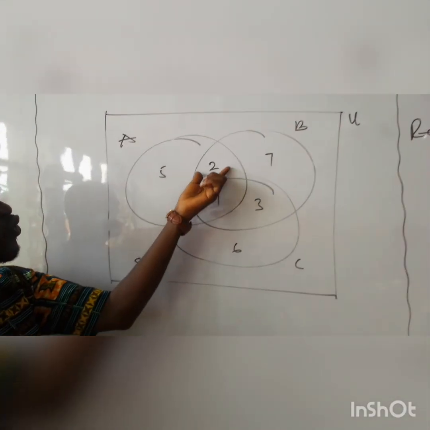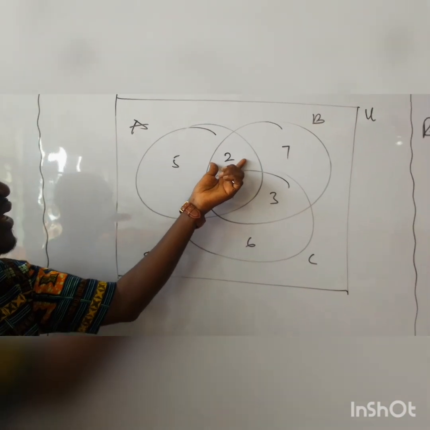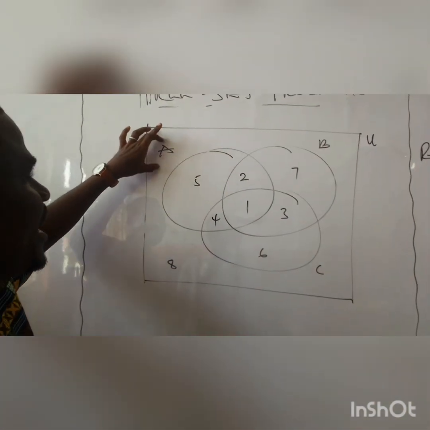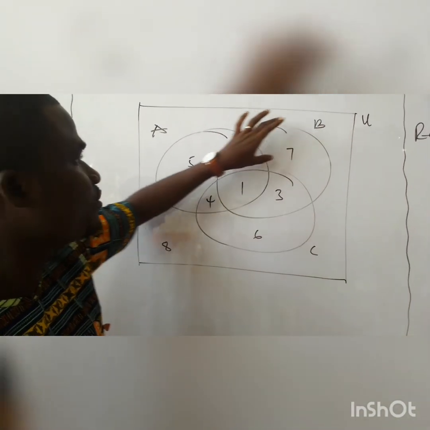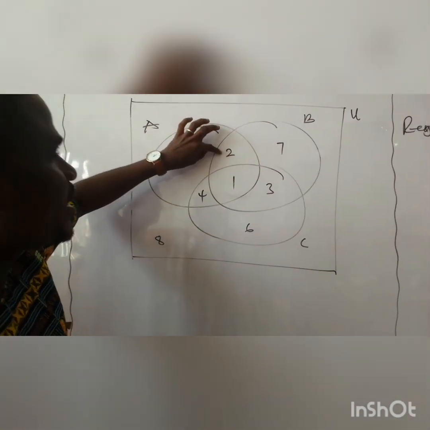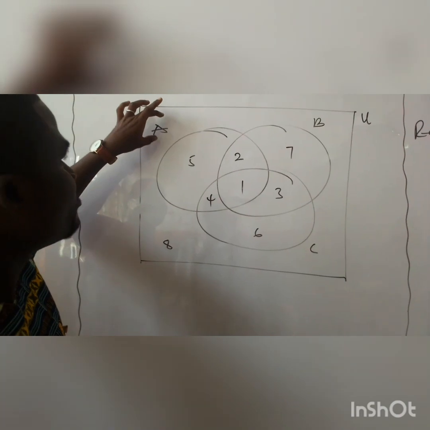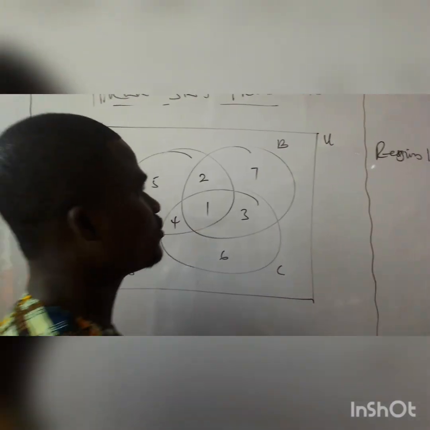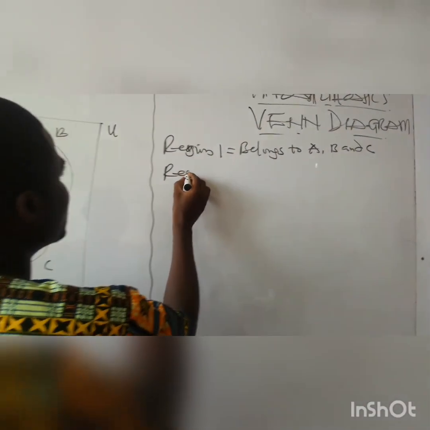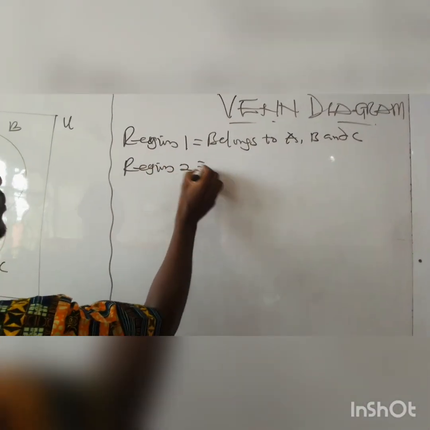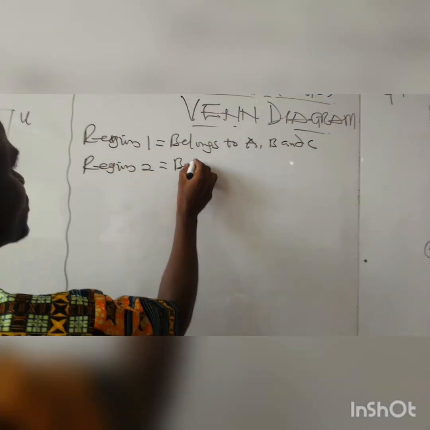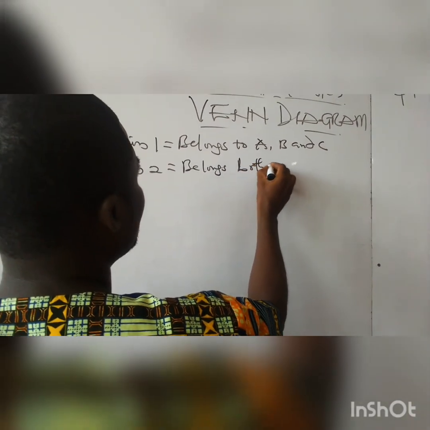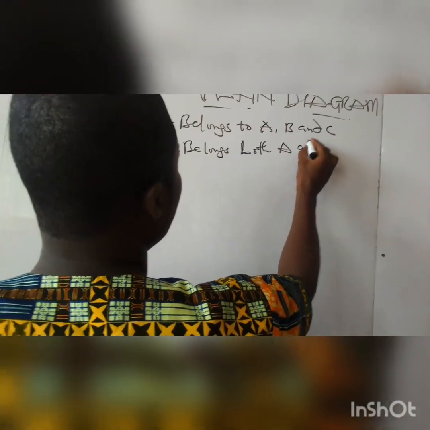Now when you take the 2, region 2, the 2 belongs to both A and B. So, region 2 belongs to both A and B.